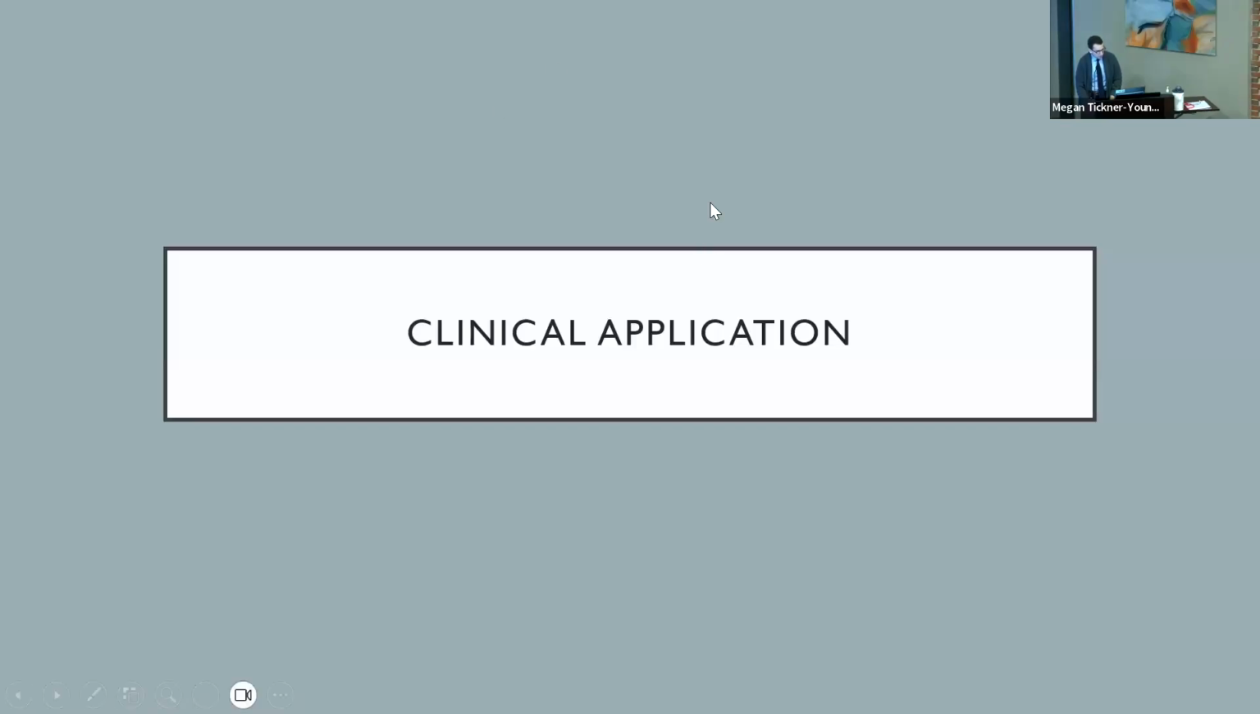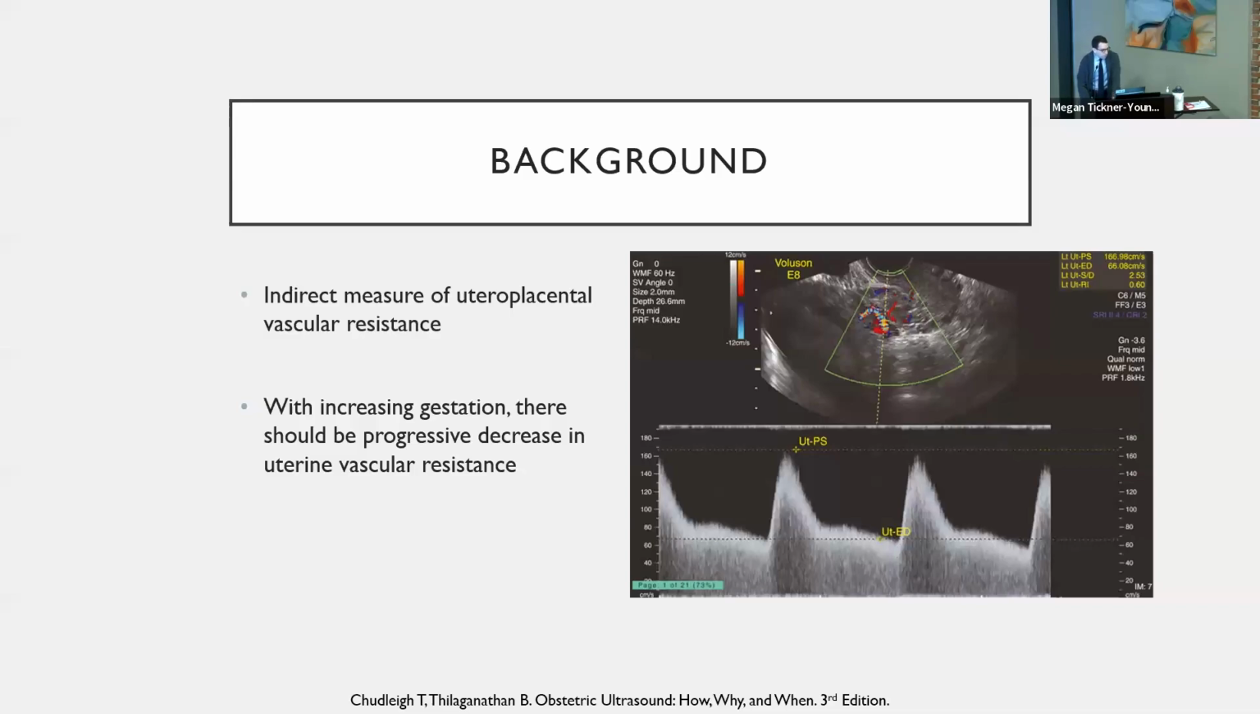All right, so getting into some clinical application. While the uterine artery technically isn't a fetal Doppler, it's still important to understand with regards to pregnancy. Uterine artery Doppler studies reflect resistance in uteroplacental circulation. With increasing gestation, there should be a progressive decrease in the uterine vascular resistance. This decrease is thought to reflect the trophoblastic invasion of the spiral arteries.